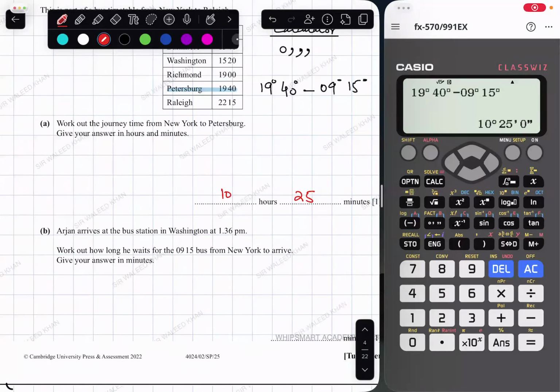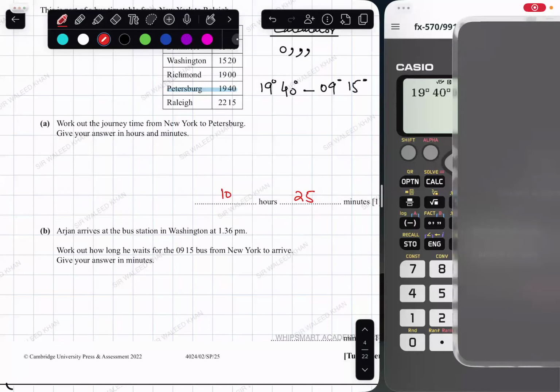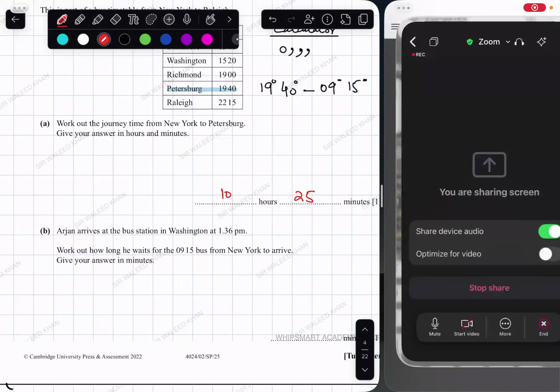Arjun arrives at the bus station in Washington at 1:36 p.m. Note how long he waits for the 9:15 bus from New York to arrive. Give your answer in minutes.